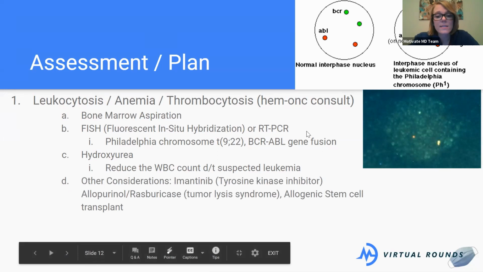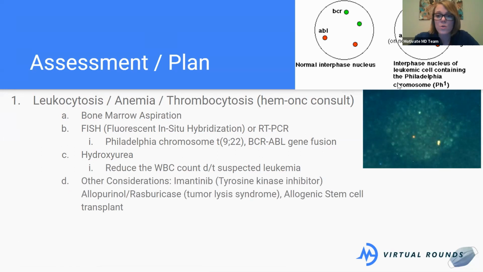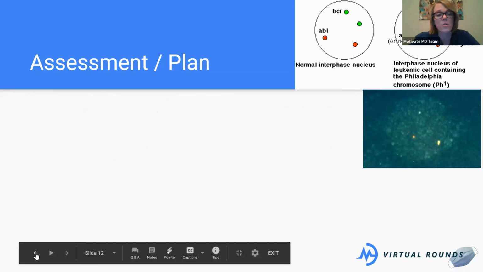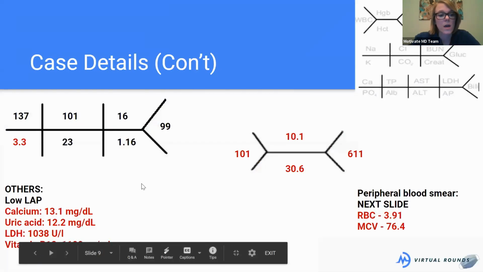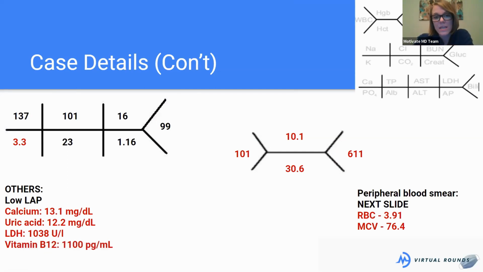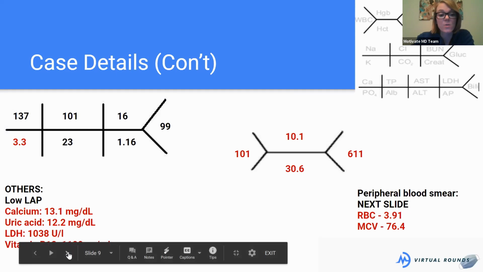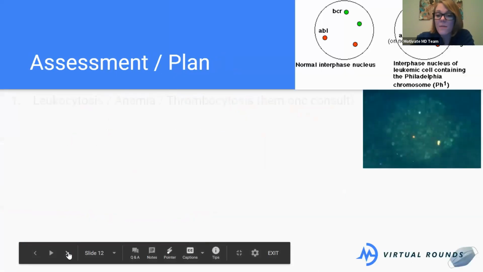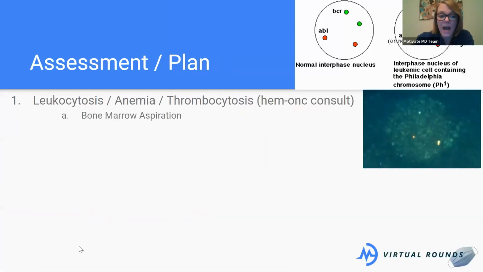Other things that we want to consider, as we go back to our details about the other labs: we knew that the uric acid was high, we knew that the calcium was high, we knew that the LDH was high, and the B12 was also high too. I was stating that to prepare you to ask another question, which is, why might those parameters all be high?